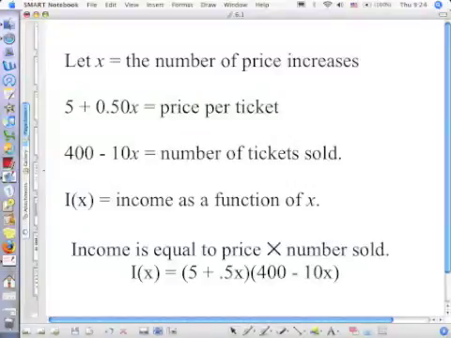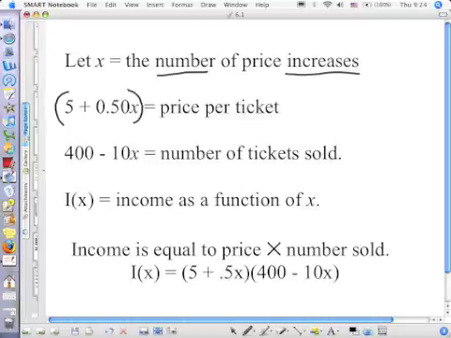Now we're trying to figure out how many increases we can make. Do we increase it by 50 cents, by a dollar, by $1.50? So X is going to represent the number of price increases. We're going to set up what we need to figure out this function, graph this parabola, and find what we're looking for.